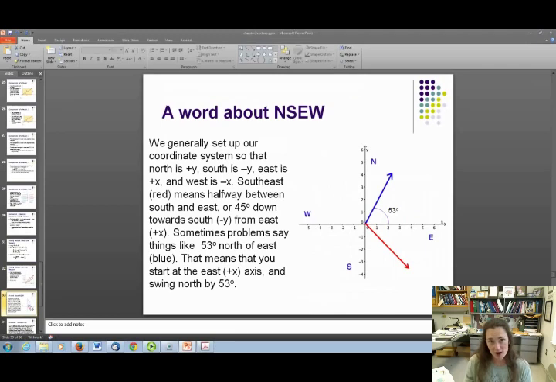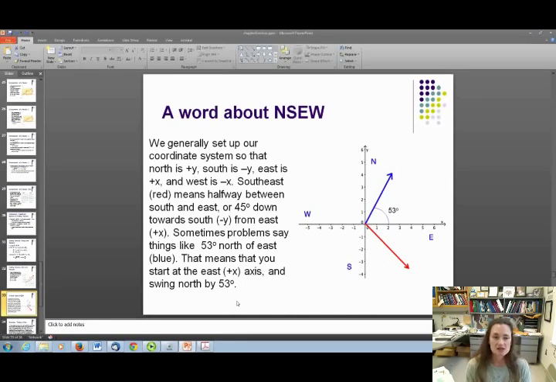Before we get into the problems for this chapter that involve graphical and algebraic addition of vectors, I want to say one quick word about the notation for north, south, east, and west. The general way to set up a coordinate system for these problems is that north is your plus y-axis, south is your negative y, east is your plus x-axis, and west is your negative x-axis. If you say something is southeast, what you mean is it's halfway between the south and the east axes.